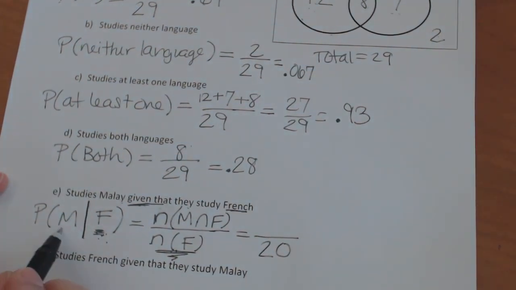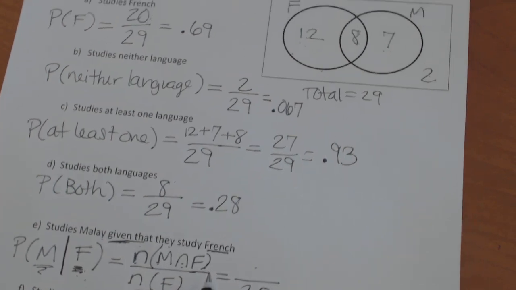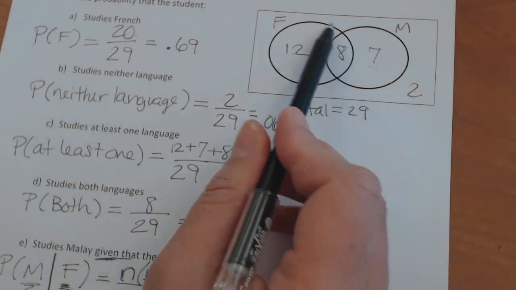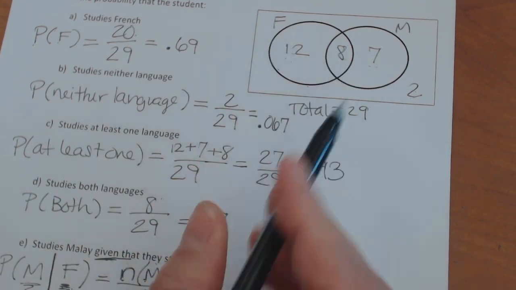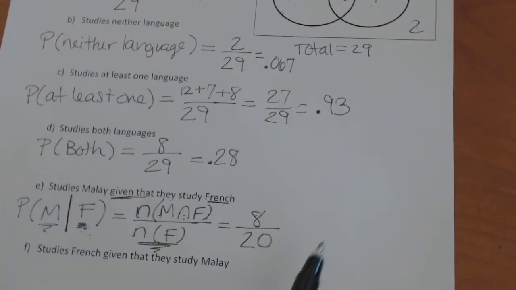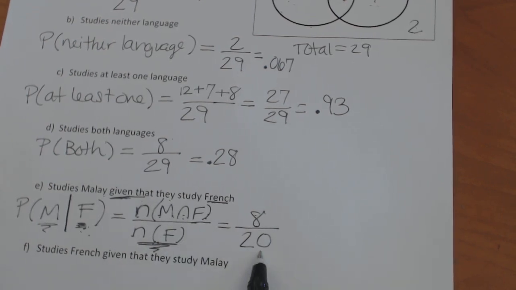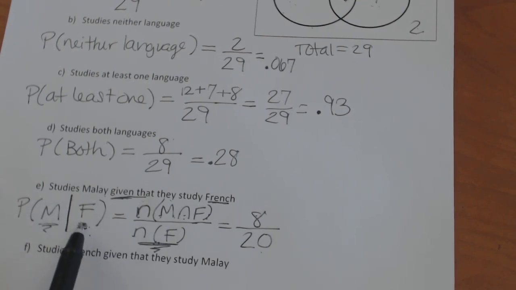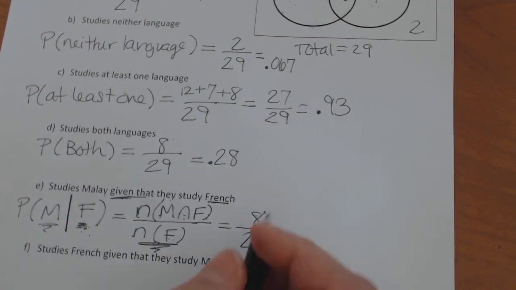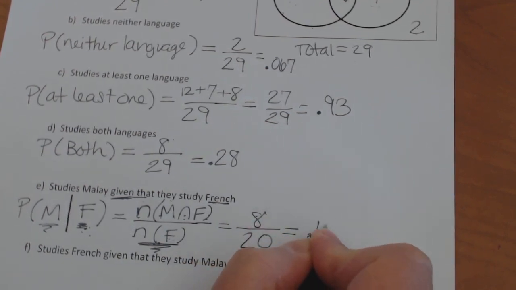We now need to find the number that study Malay, and that's what's going to go on top: Malay and French, the number that study Malay and French. So we look up here, inside the French circle, the number that study Malay is our 8. So now we have 8, which is both at the same time, Malay and French, out of the total number of people who study French. These are always going to match up. So this is going to be in the denominator, just as this is going to be in back of this line. 8 divided by 20 in my calculator is 0.40.